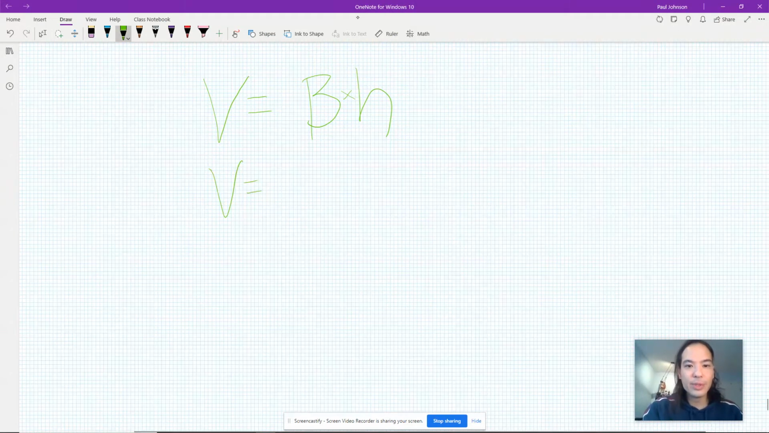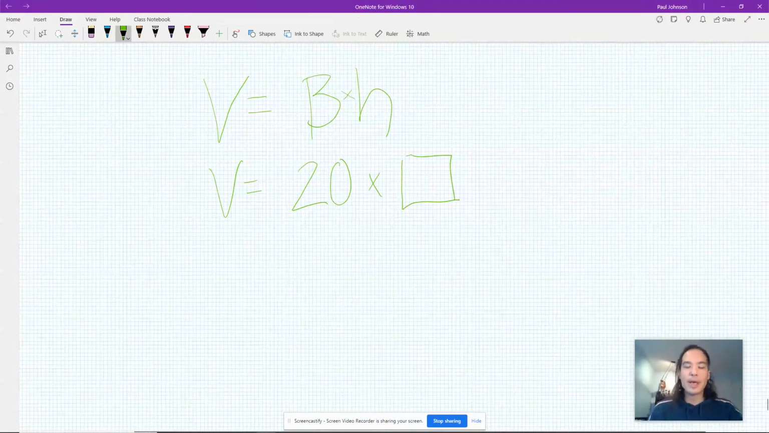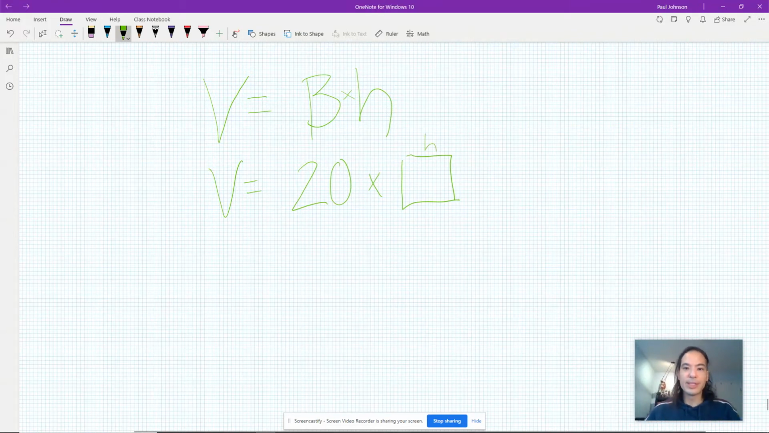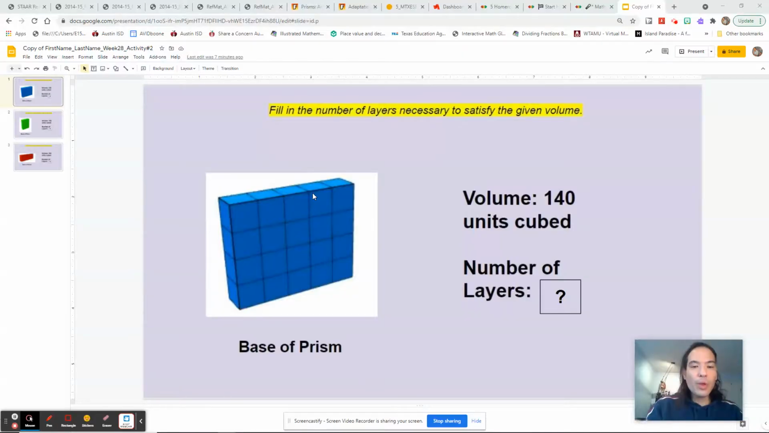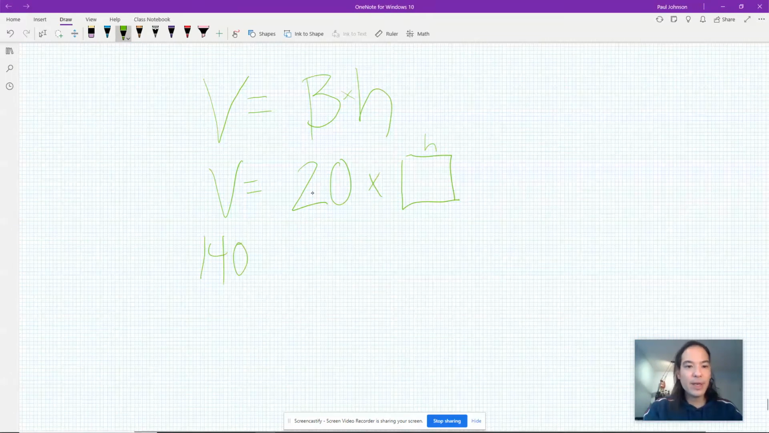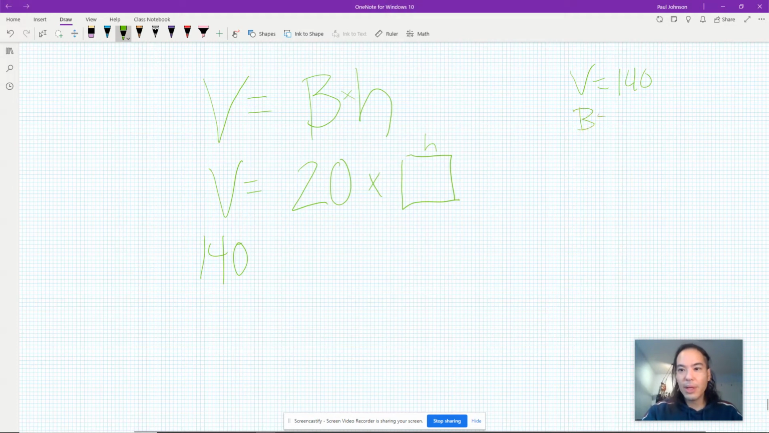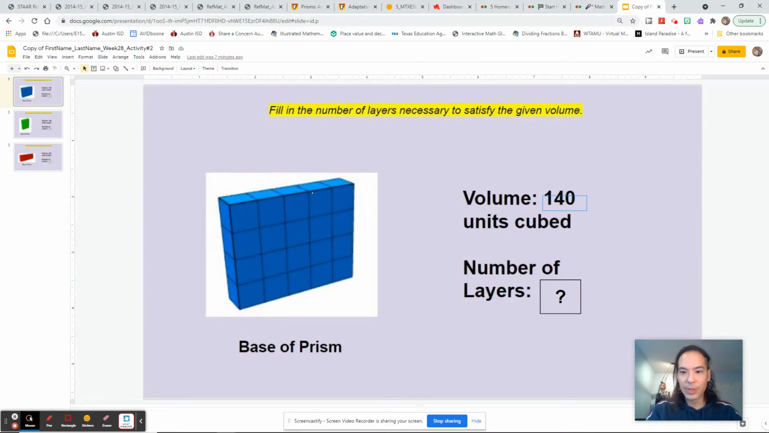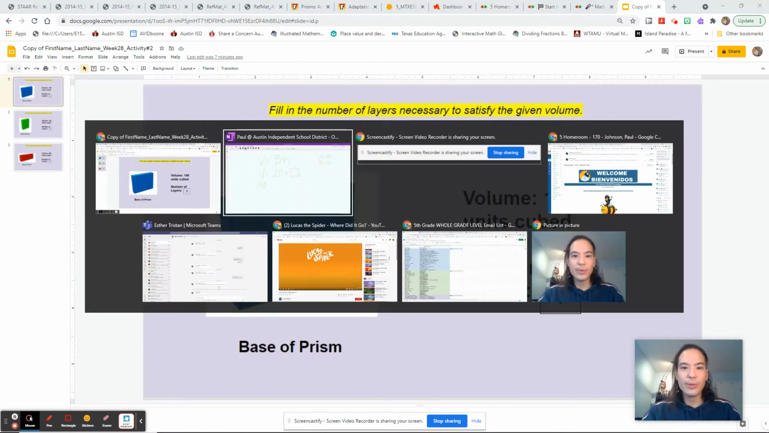So volume is equal to 20 times, and our H, let's just make that a blank. This blank represents H. We actually know the volume as well. They told us the volume was 140. So we can even replace the V, because we know V equals 140 and B, our base, equals 20. Once again, our volume right here says 140. And we counted 5 by 4. This is 20 unit cubes, 20 cubic units.